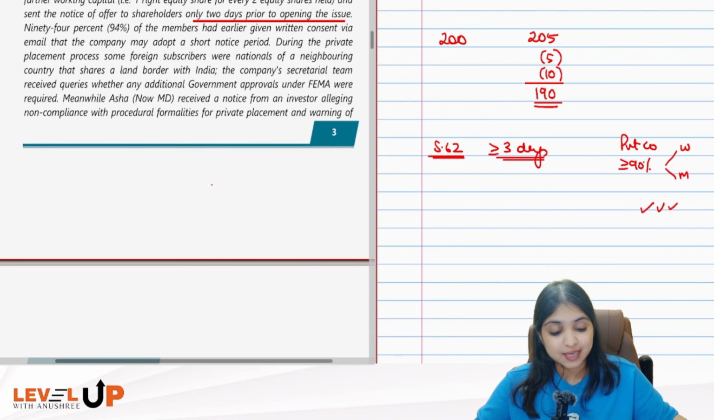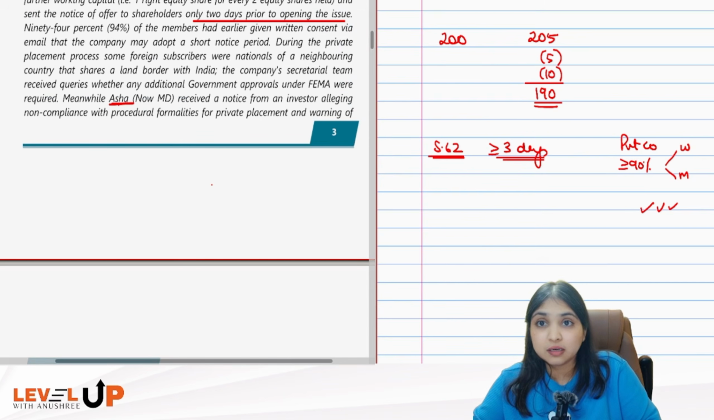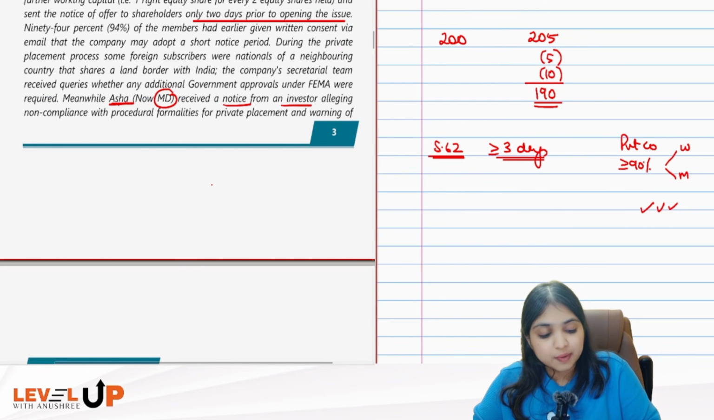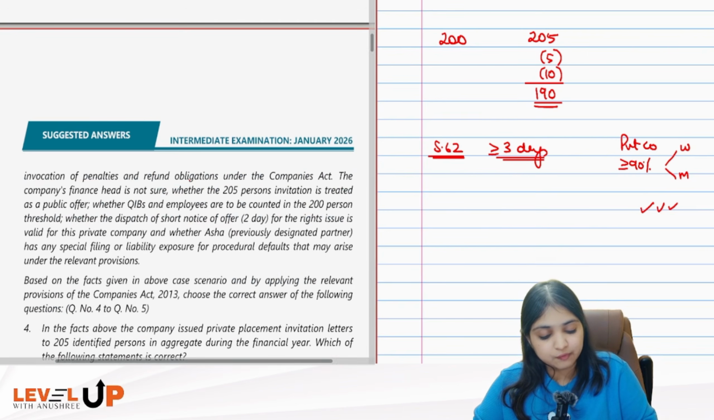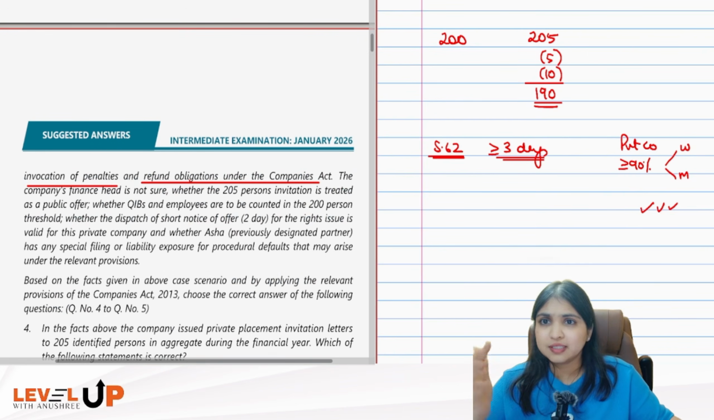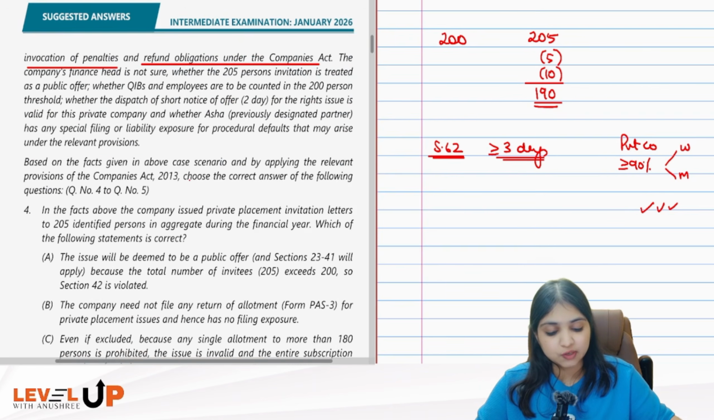So understanding what is happening. Earlier, Asha was the designated partner. Now she is the MD. She received a notice from an investor alleging non-compliance with procedural formalities for private placement and warning of invocation of penalties and refund obligations under the Companies Act. So there's some non-compliance for which Asha has received a notice.